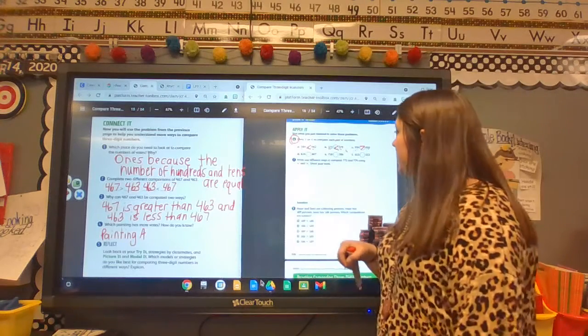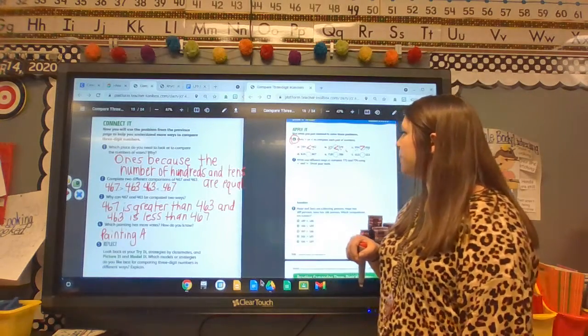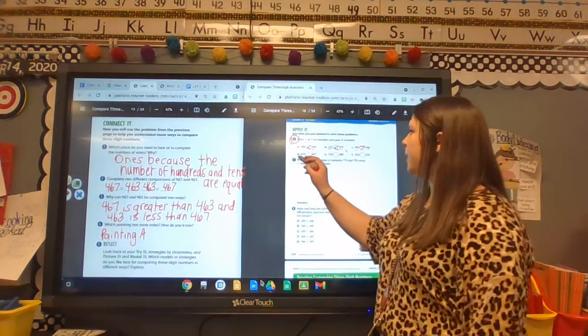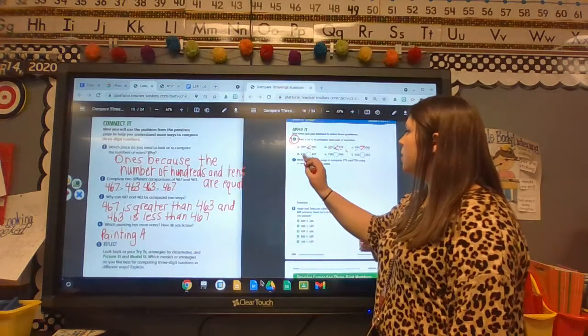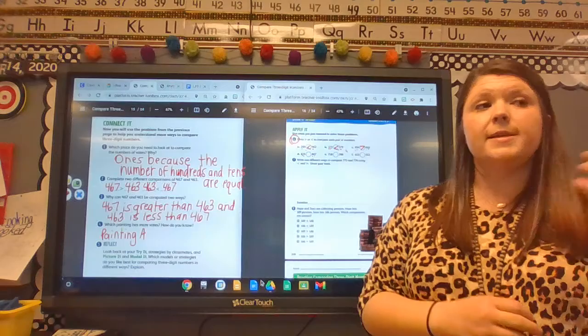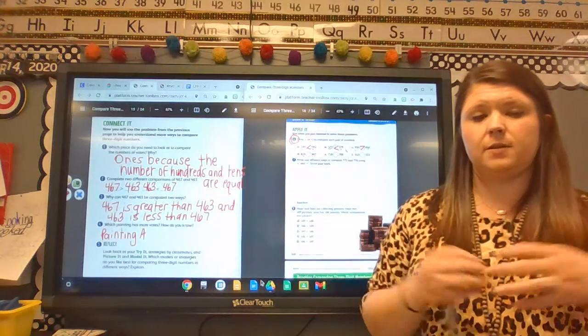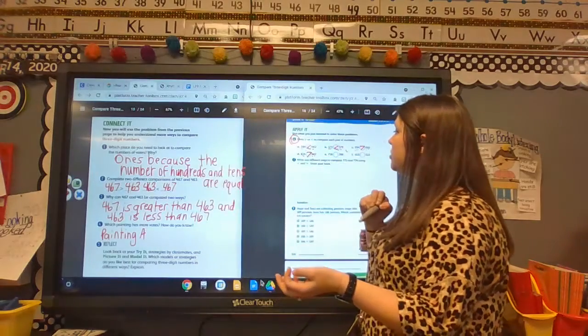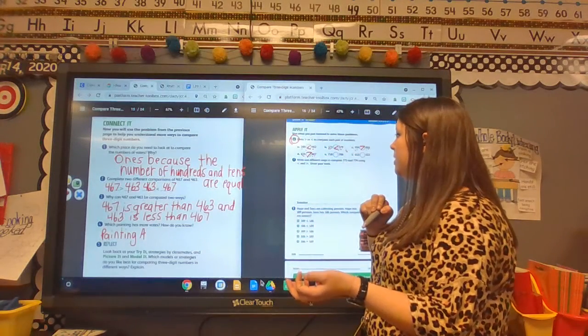All right, now let's go to D. 876 compared to 867. Let's start with our hundreds place. They both have 800s. One has 7 10s, one has 6 10s. Which one is larger? 7 10s or 6 10s? 7 10s is larger. So 876 is greater than 867.